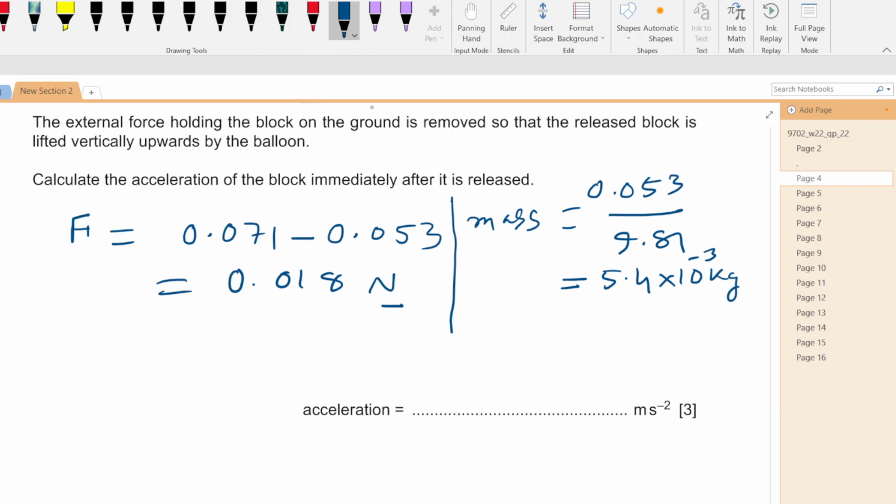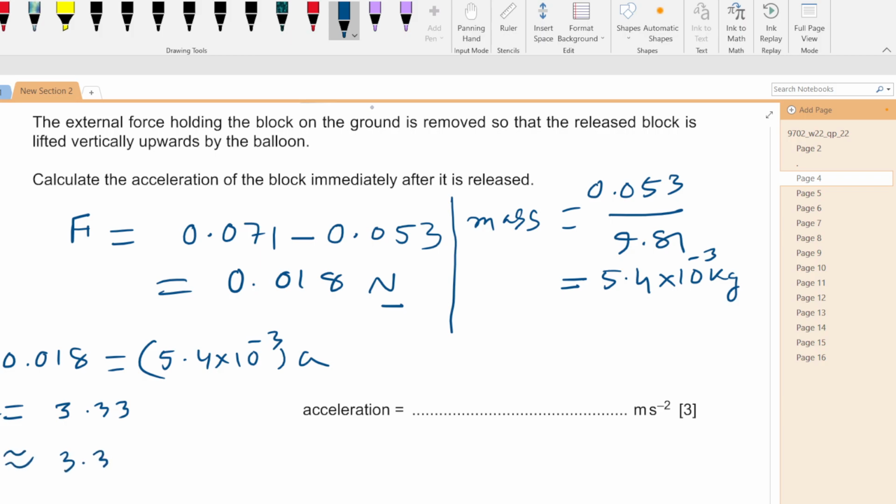Now apply Newton's second law. The resultant force equals 0.018 equals 5.4 into 10 to the power minus 3 times a, and a equals, using calculator, 3.33 meter per second square. This is 3.3 meter per second square.